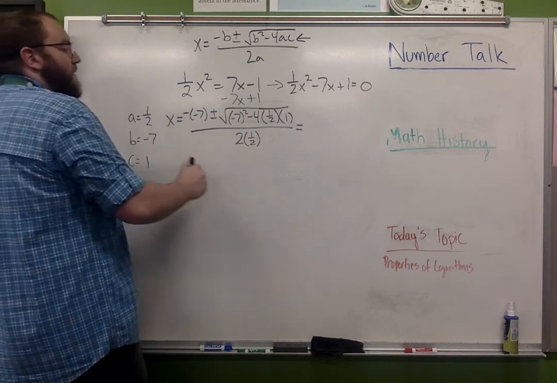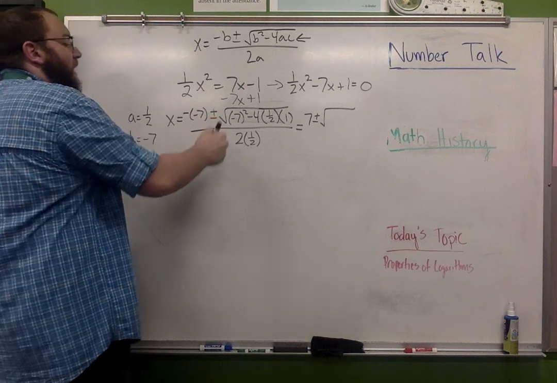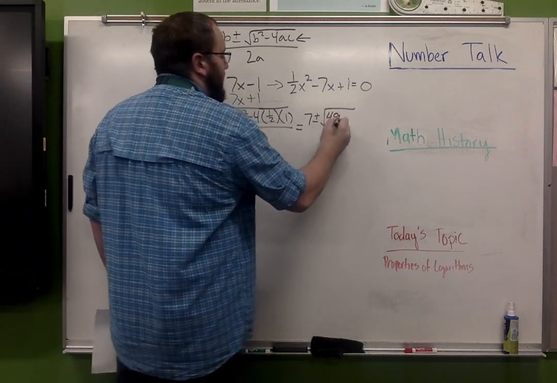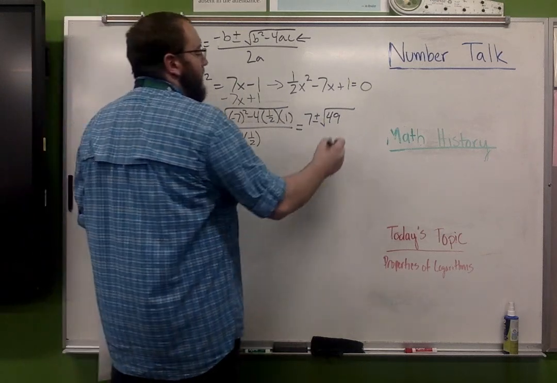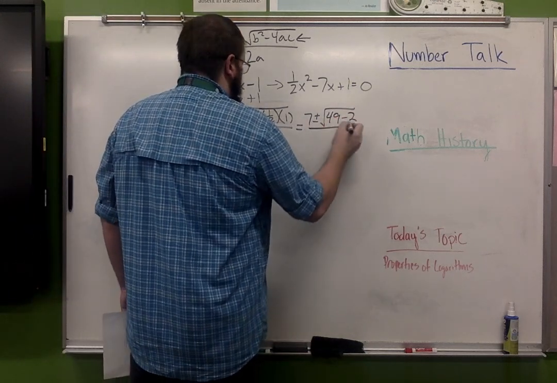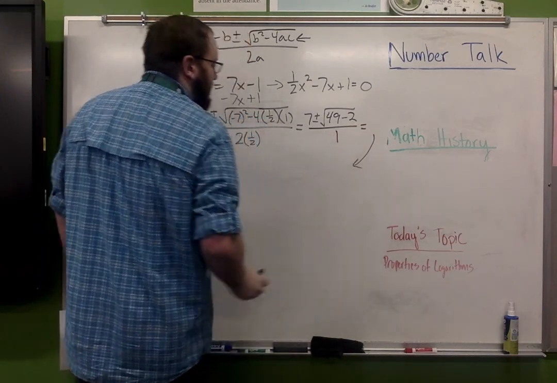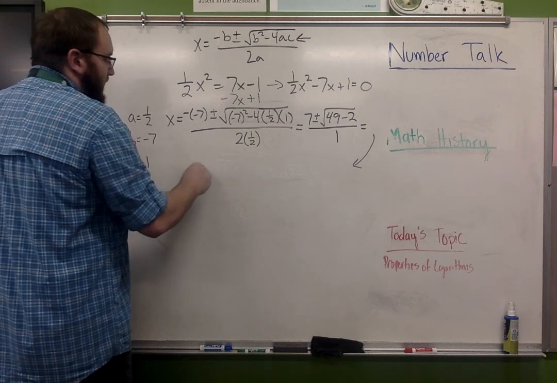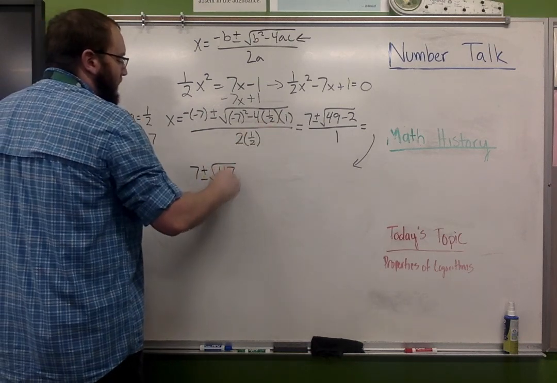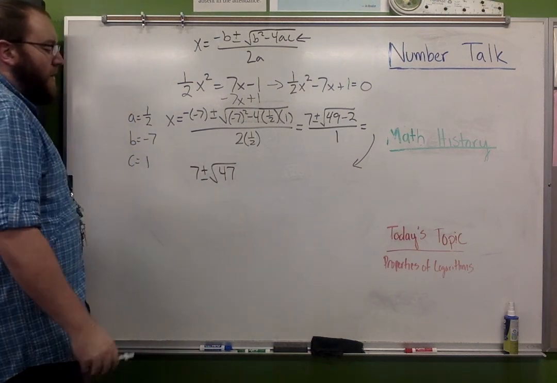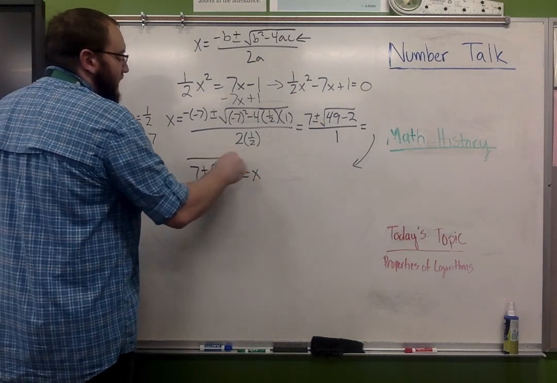So a negative and a negative is a positive, so 7 plus or minus the square root. Negative 7 squared is positive 49. Negative 4 times 1 half is negative 2 times 1 is negative 2. 2 times 1 half is 1. So then we have 7 plus or minus the square root. 49 minus 2 is 47. Anything divided by 1 is itself. Can't simplify the square root of 47, so that's it. There's your answer.